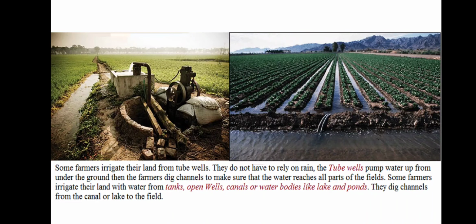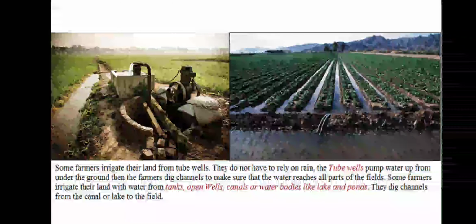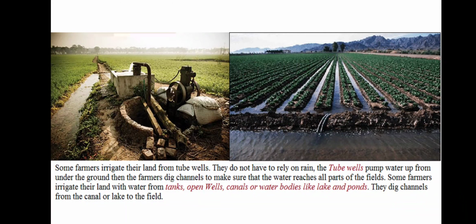Now, as you can see in the picture, there is a well with a pump which is pumping the water from the well and pouring it into the tank, and from the tank you can see that water is going into the field. On the right side pictures, there is a field and there are small ditches or small channels dug into the field so that water can go to every plant.